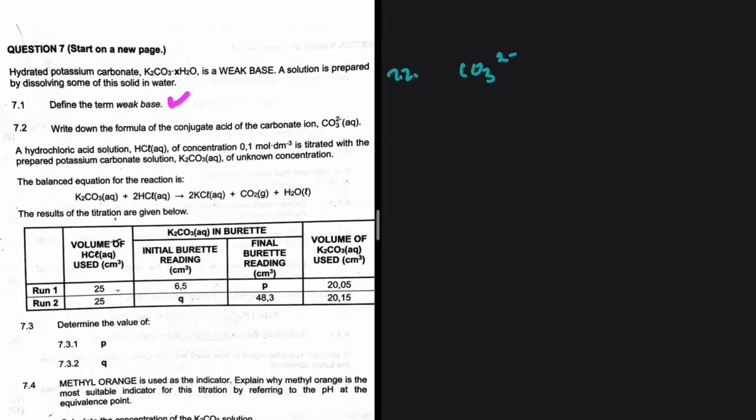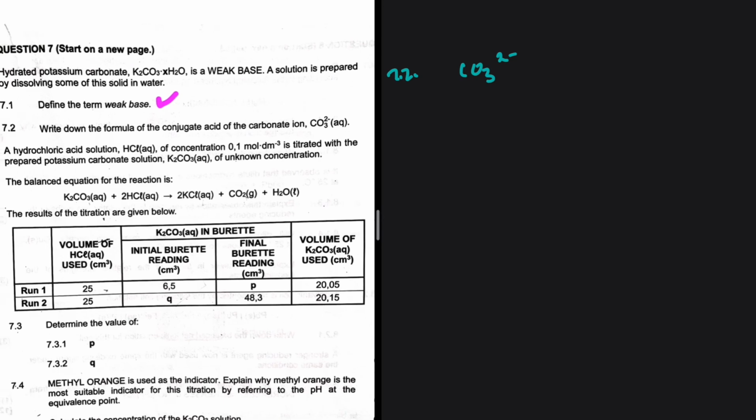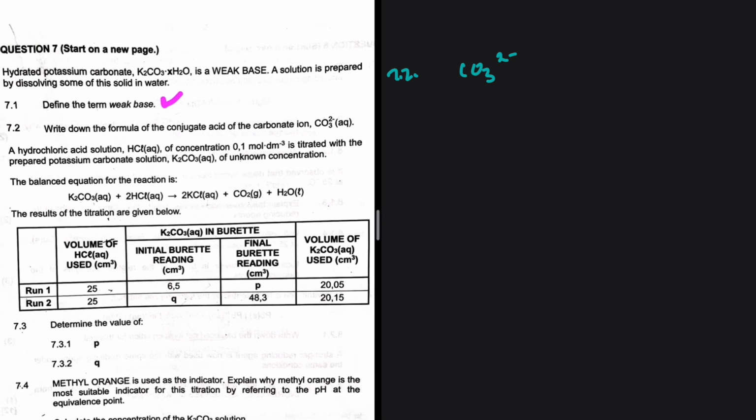So write down the formula of the conjugate acid of the carbonate ion, CO3 2−. Well, we can answer this question without any context, but let's take a look at the question statement. Hydrated potassium carbonate, K2CO3·H2O, is a weak base. A solution is prepared by dissolving some of this solid in water. So what is the conjugate acid? It is the ion that is formed when these bases accept a hydrogen, right?